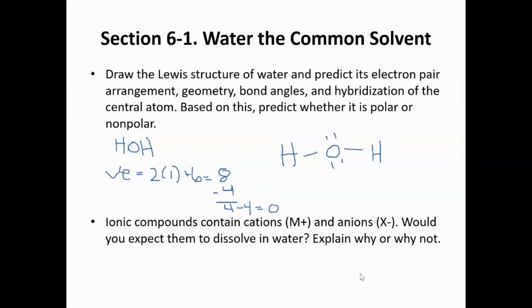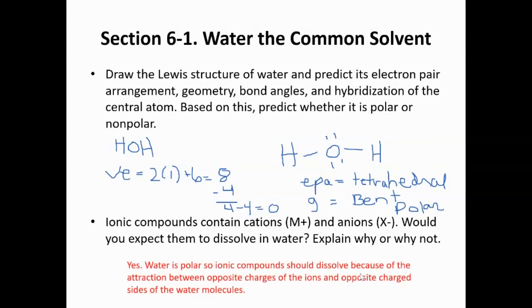Of course, with there being 2 bonds and 2 lone pairs, we know that it has a bent geometry. And the bent geometry is what makes water polar instead of being nonpolar. So with water being polar, ionic compounds are going to dissolve very well in water because an ionic compound contains a cation, a positive ion, and an anion, a negative ion. And so because of the polarity of water, the negative side of water is going to be attracted to the positive cation. The positive side of water will be attracted to the negative anion.